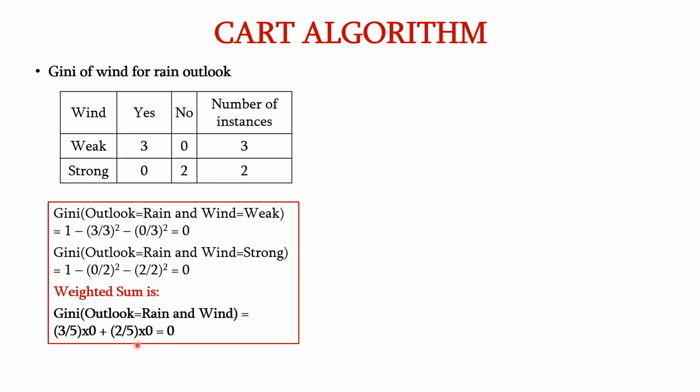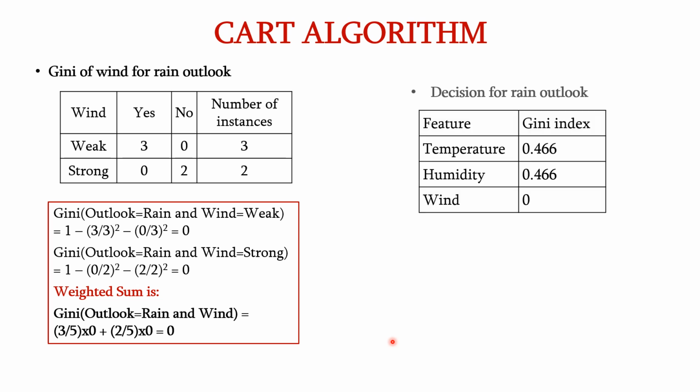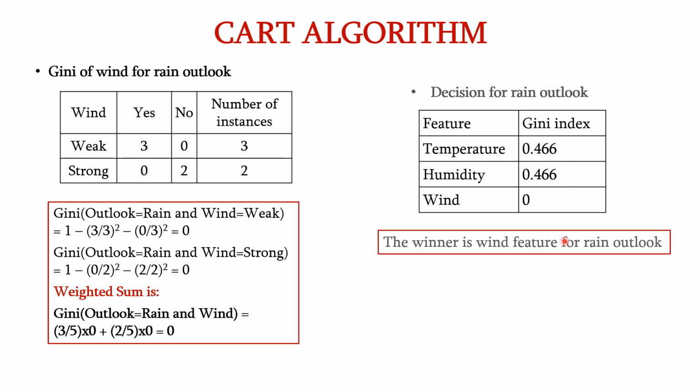The weighted sum is 3 by 5, that is for weak the total number of instances 3 divided by number of rainy outlook instances 5, and for the Gini index the value for weak is 0, plus for strong it is 2 divided by 5 into the value calculated, 0, and the final value is 0. So let us see the final decision for rainy outlook. For temperature it is 0.466, for humidity also 0.466, and for wind it is 0. So the winner is the wind feature for rainy outlook because it has the least value.